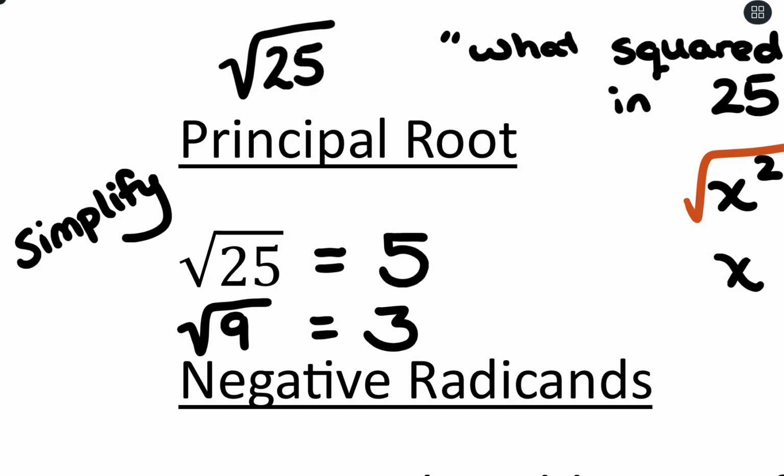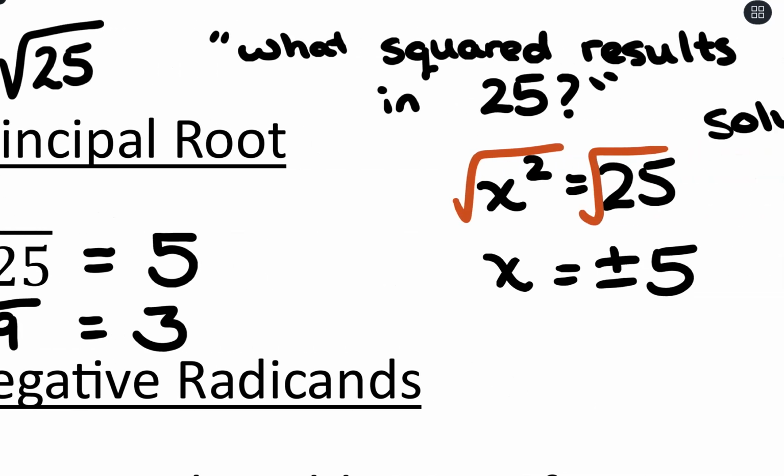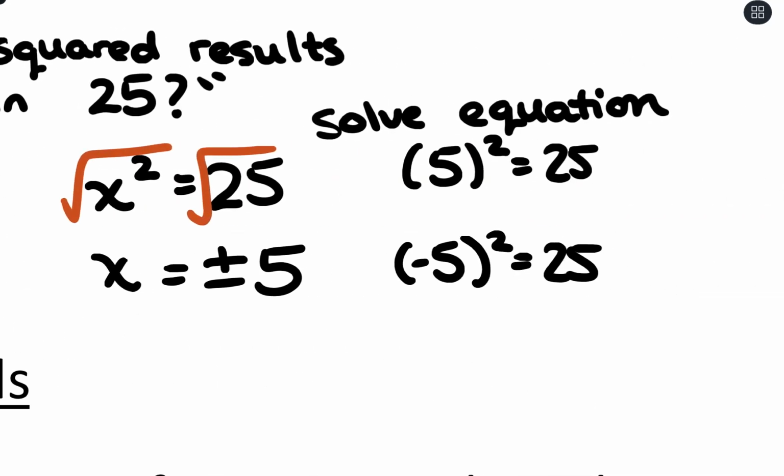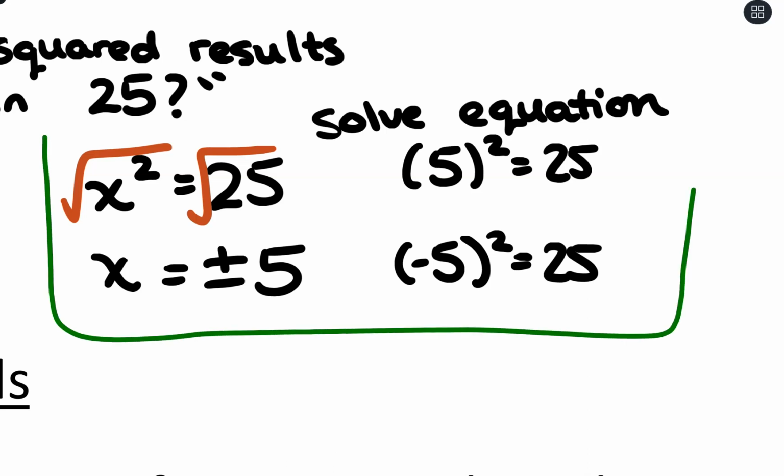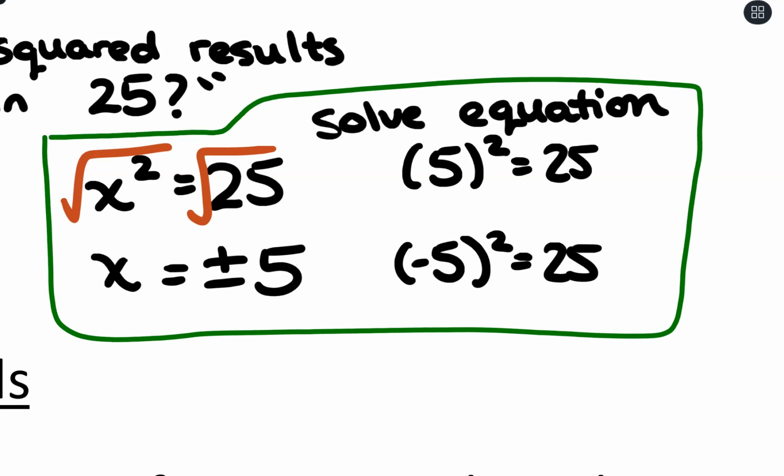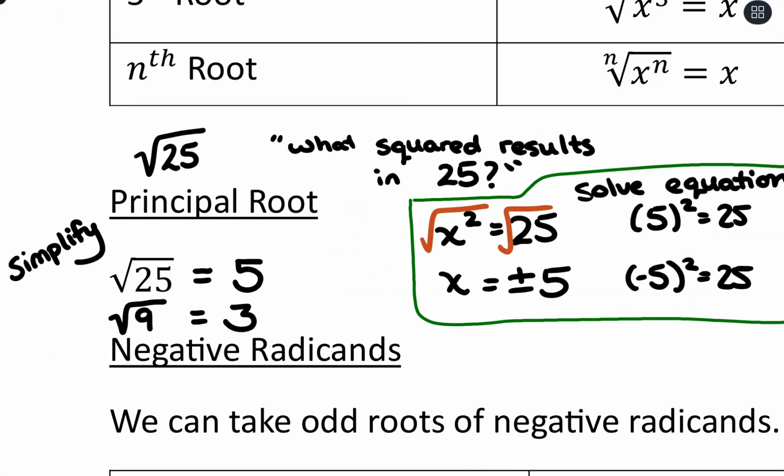So with simplifying, we use the principal root, but don't mix that up with when we're solving equations where we want all possible solutions. When we're solving equations, we want to think about our square root property and where we have the plus or minus. So we need to be careful of these two scenarios and keeping them separate, but when we simplify, we just use this principal root.